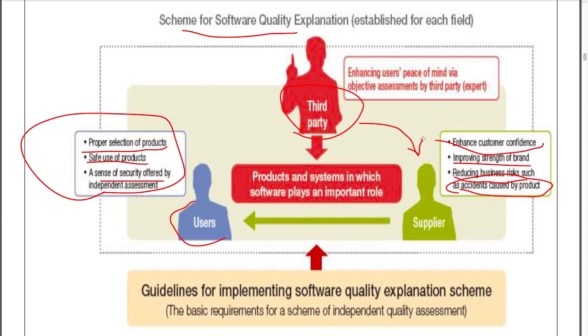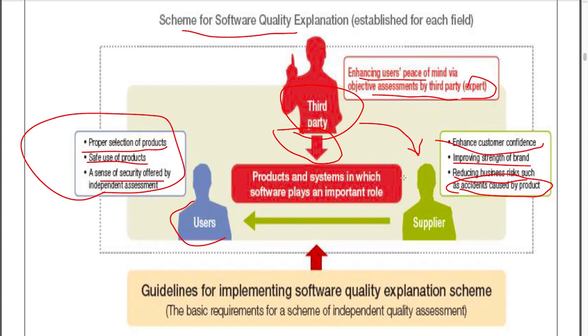So third parties provide their advice and expertise to users who are non-technical. Remember, they are the third party. There are many companies in the market whose work is just to help customers or users identify which type of software is required and which features should be added when they go for developing a particular type of software. So that's the role of the third party. As you can see, the definition of quality with respect to the third party is enhancing users' peace of mind via objective assessment by third parties or experts.